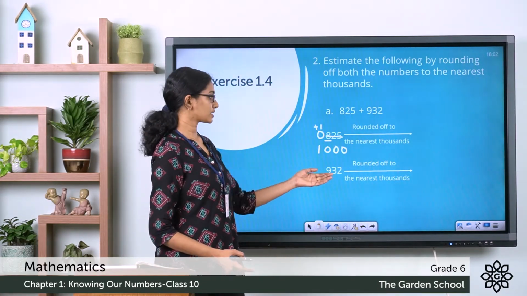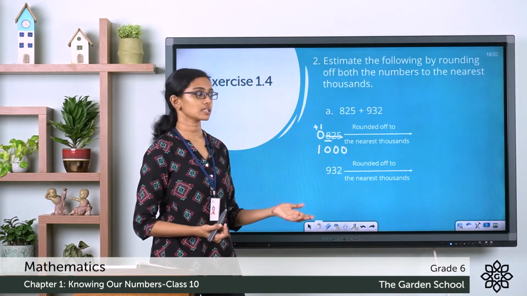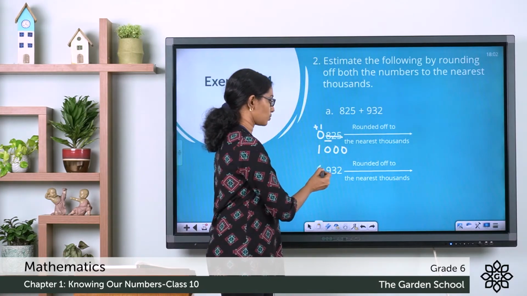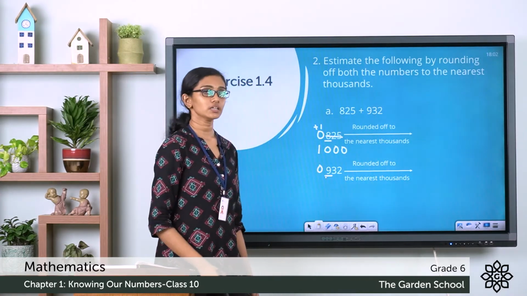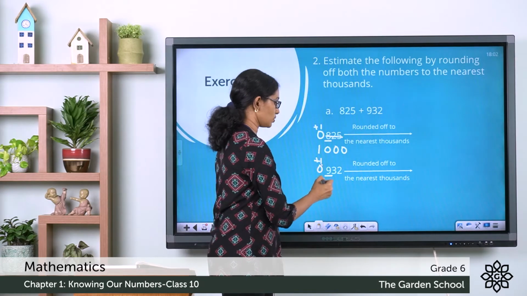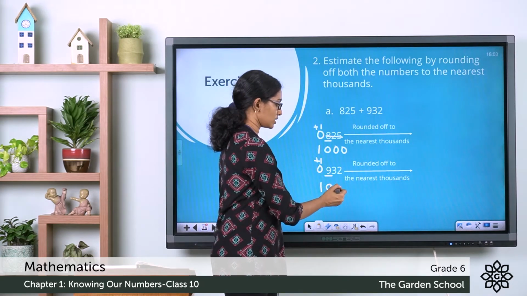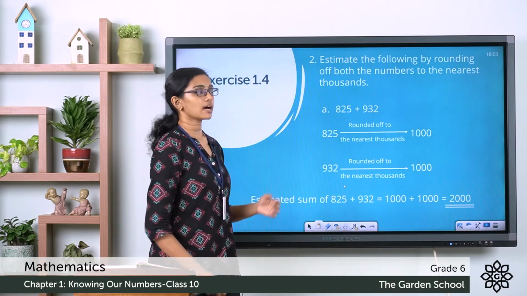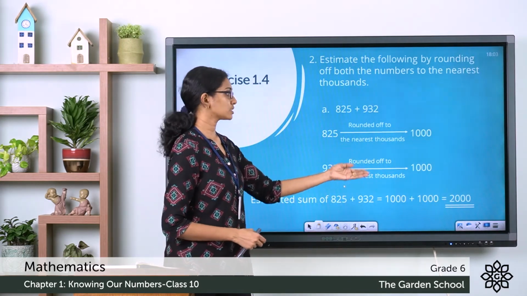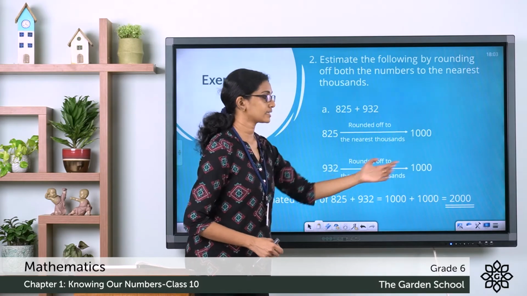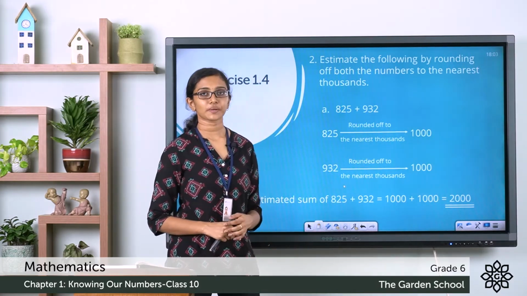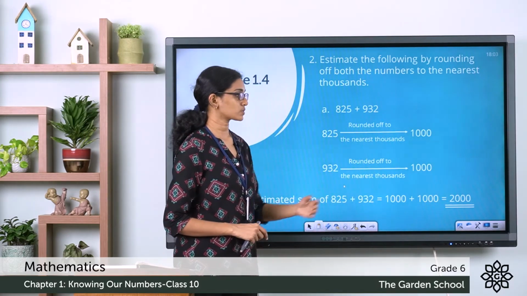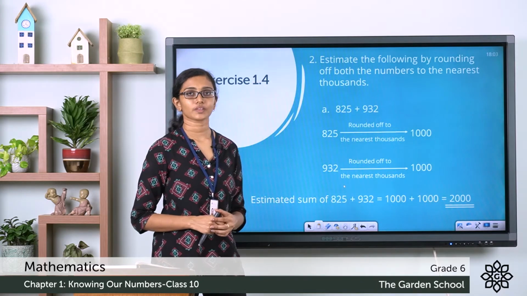And here in 932 also the rounded digit, the thousands digit is 0. To the right you have 9. So add 1 to 0, which gives you 1 here, and to the right the digits are changed to zeros. So these numbers when rounded off to the nearest thousands give you 1000 here and 1000 here as well. So the estimated sum is equal to 1000 plus 1000, which is equal to 2000.